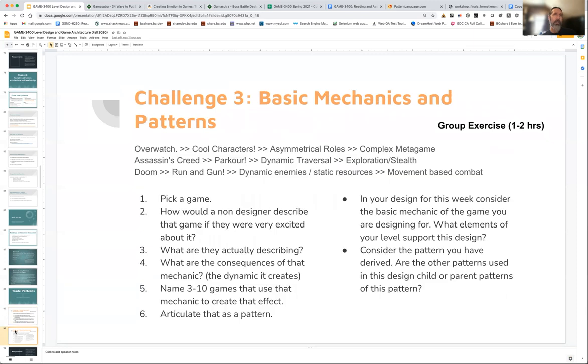The other challenge you can do this week is patterns from basic mechanics. So I'll talk a little bit about this one because this concept is sort of interesting. What is the basic mechanic of a game? What is the core mechanic, the core gameplay loop, in a way that is not just describing, you know, jumping is the core gameplay loop, right? Like, okay, sure, of Mario Brothers, but trying to get a little bit deeper understanding of what that gameplay loop is doing.